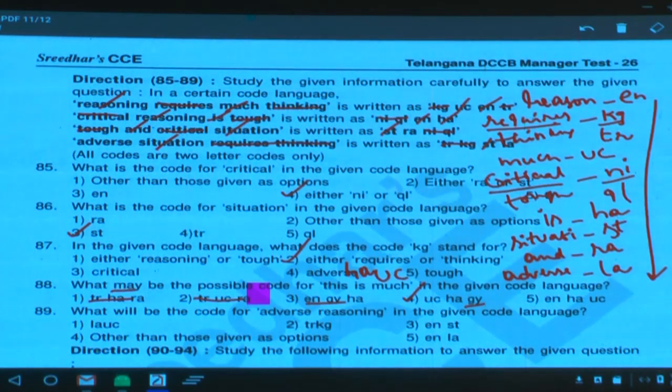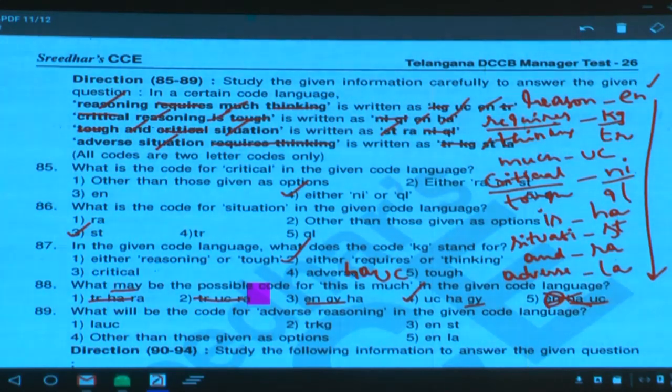Choice 4. Then if you take out choice 5, HAUC, EN, can EN be the code for this? No. Why? Because the code for reasoning is EN, hence it cannot be the code for this. Hence choice 5 is ruled out. Now we are left with only choice 4.